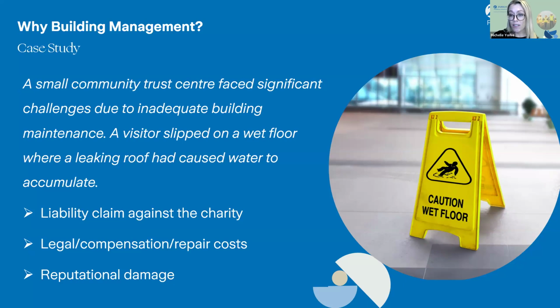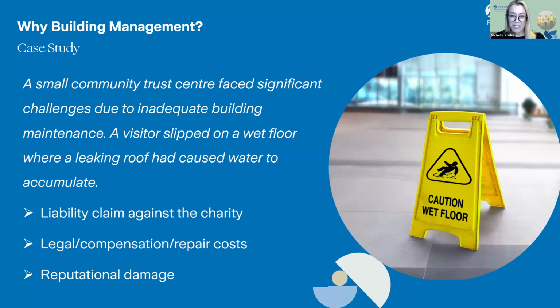The investigation revealed that the charity had failed to address the leaking roof despite previous complaints, and was then found liable, resulting in £5,000 for legal fees and court costs, and there was a compensation payment of £10,000 to the injured visitor. This contrasted sharply with the £2,000 it would have cost to fix the leaking roof and prevent future incidents. The charity also suffered reputational damage due to the loss of community trust and potential future donations, so lots of implications there.